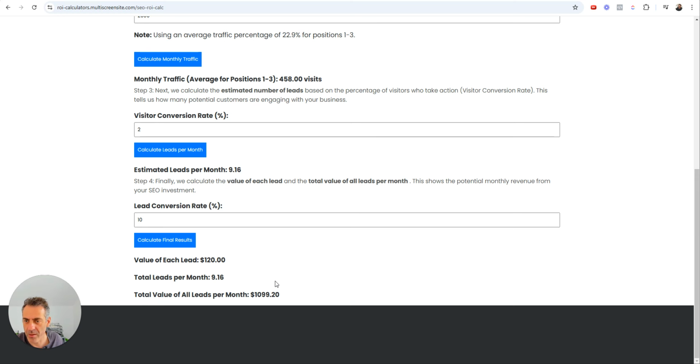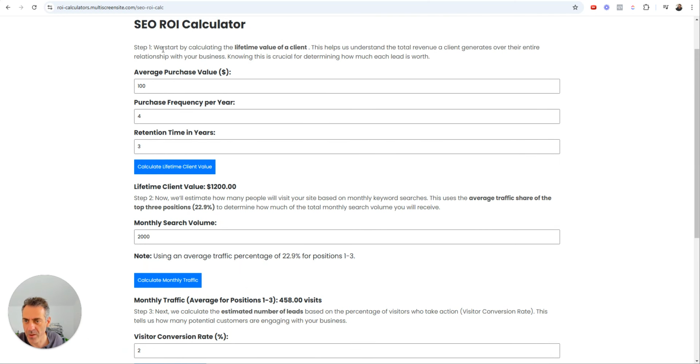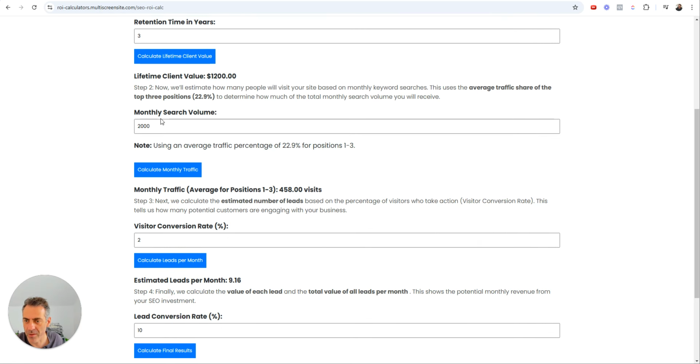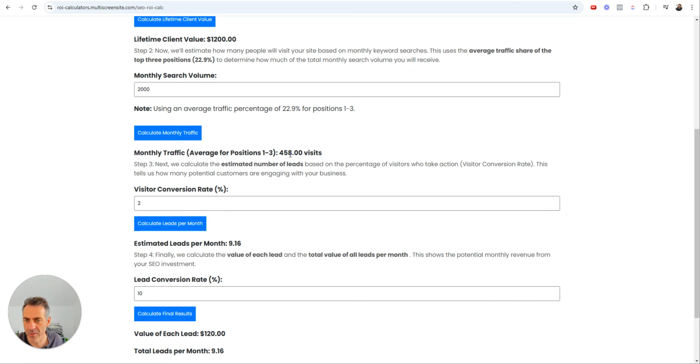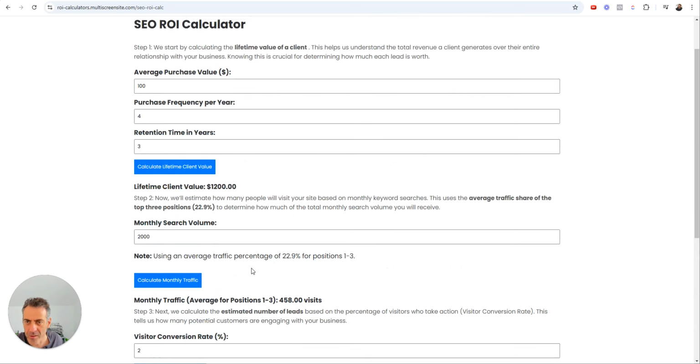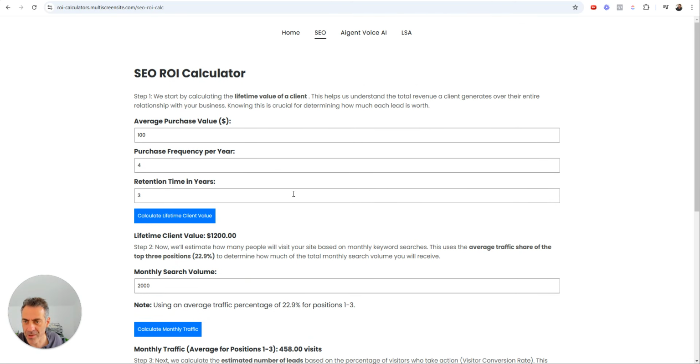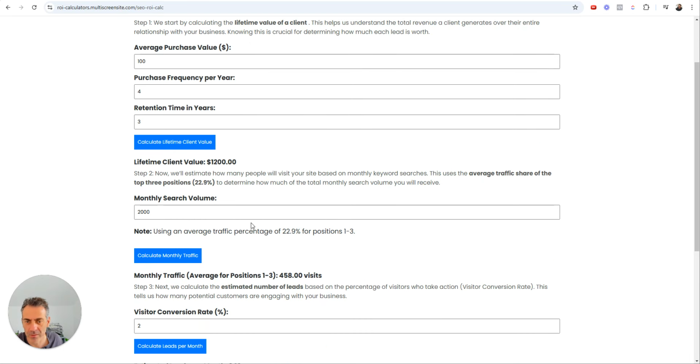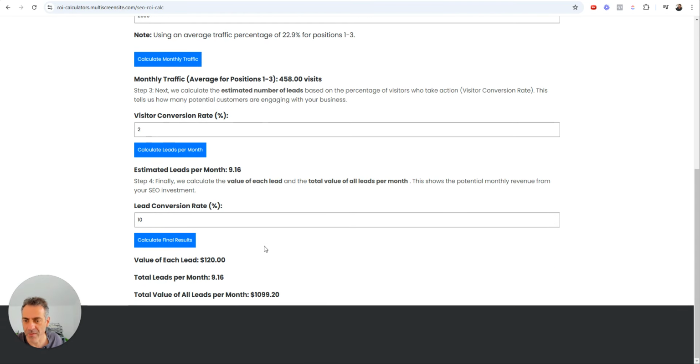Okay? Basically, it means that we'll take it from the top. The LTV is $1,200. Monthly volume, 2,000. Out of that, we're getting about 458 visits. Out of that, 2% are converted into 9.16 leads. And out of that, 10% are converted into sales, which basically means we got 1 sale, almost 1 sale, right? So if the client invested in this campaign more than $1,000 a month, they're basically ROI negative, just an example.